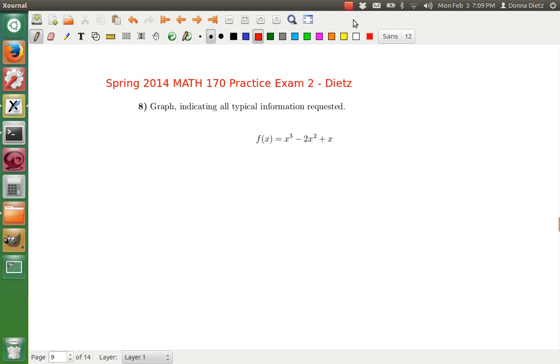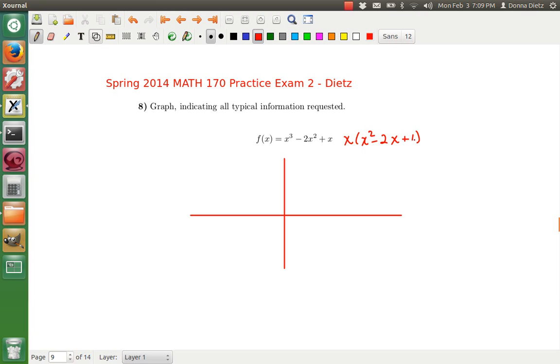So this question says we should graph, indicating all typical information requested. So we're kind of on our own to interpret that, so we can be kind of liberal, but we're trying to explain it as if to a colleague. So first of all, we factor out the x for sure.